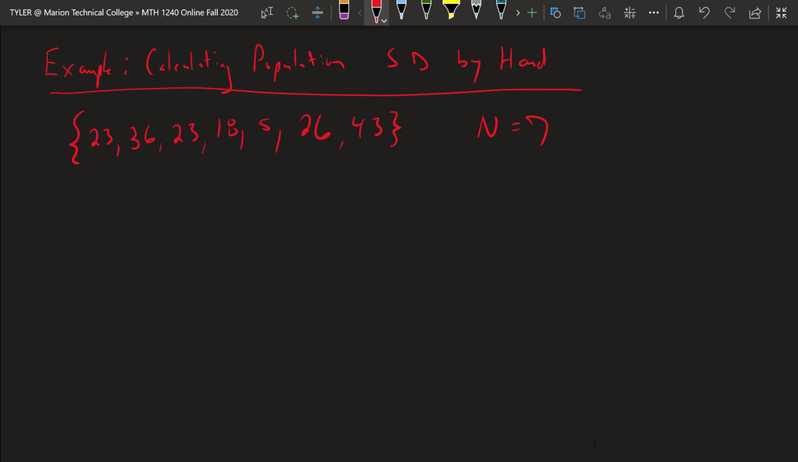Then I'll just write down my equation for population standard deviation. So that's sigma equals the square root of the sum of x sub i minus mu, squared, divided by capital N. And if you forget how to calculate the population mean, mu is equal to the sum of the x sub i's divided by capital N. So those are some equations we're going to need.